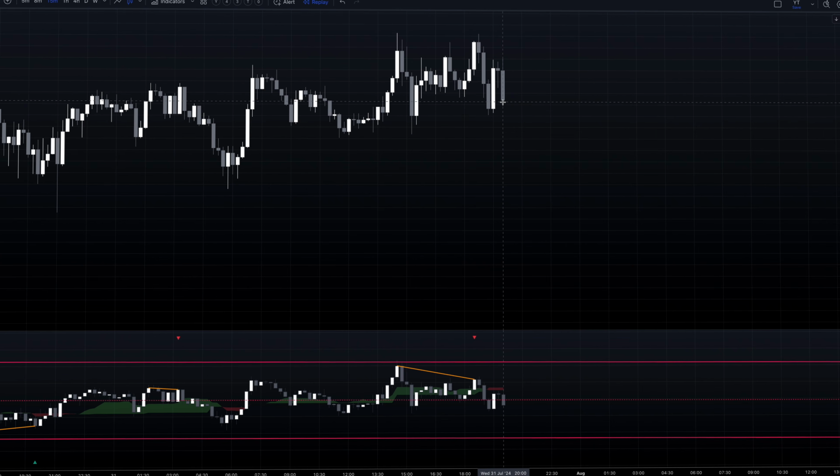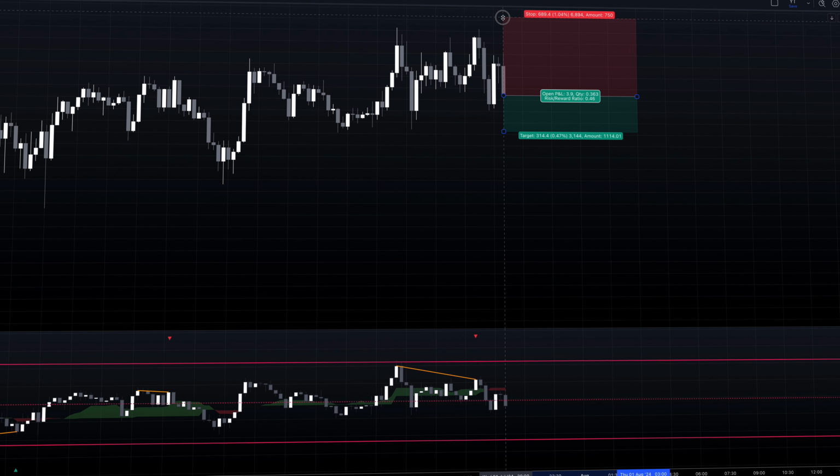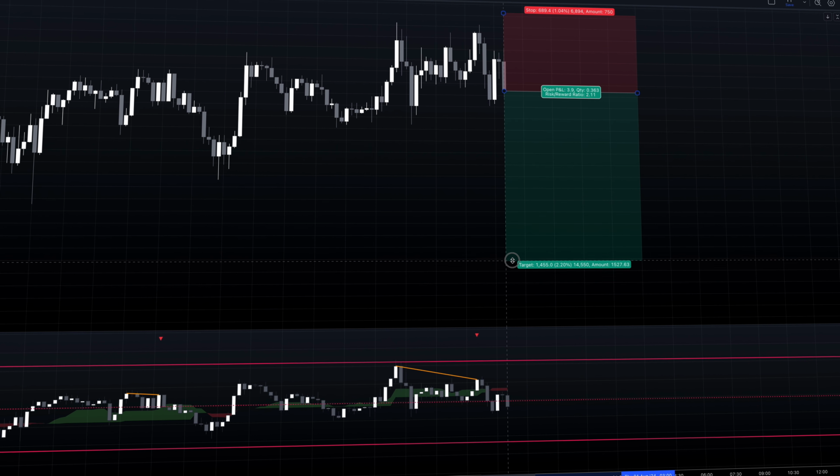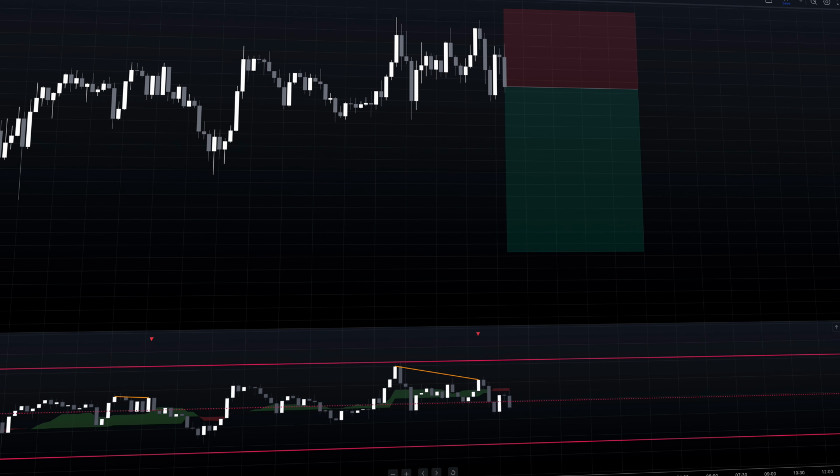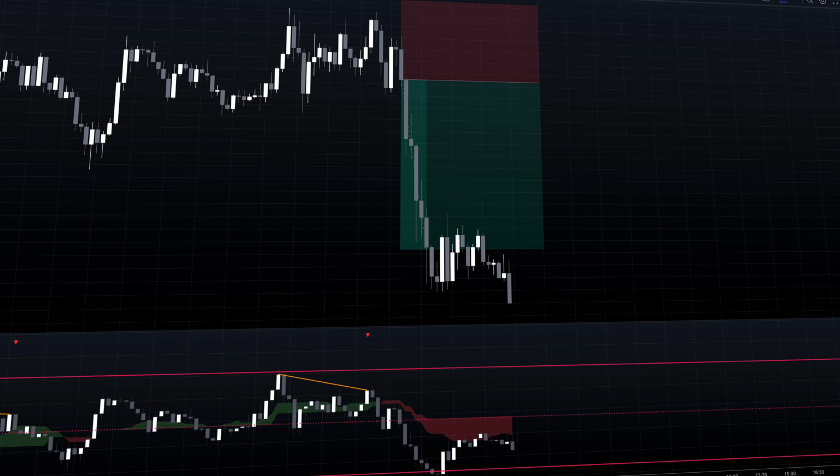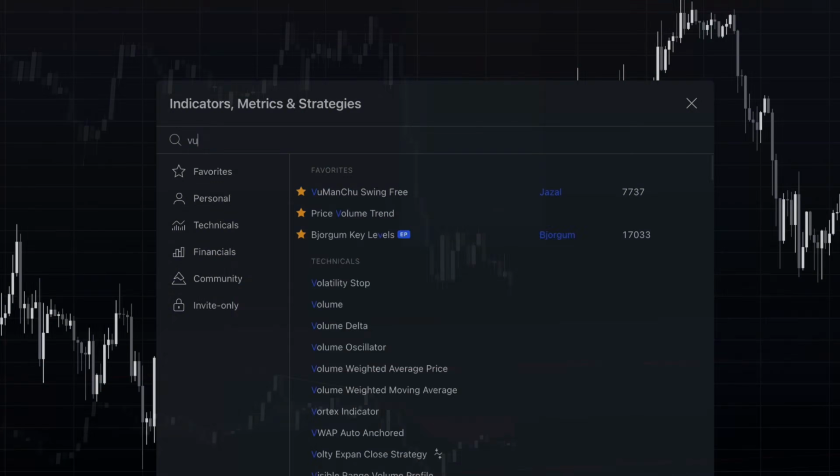While this indicator may seem complex at first, each component serves a specific purpose in building a comprehensive strategy. Take time to familiarize yourself with each element individually before combining them in your analysis.